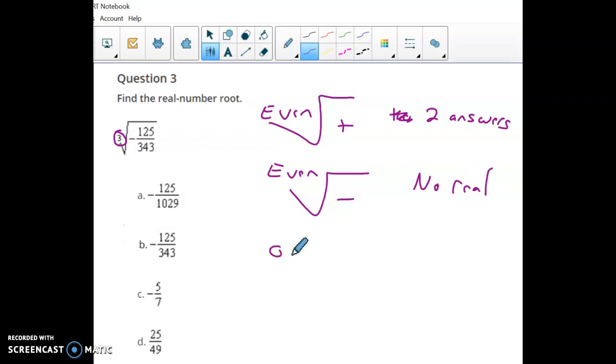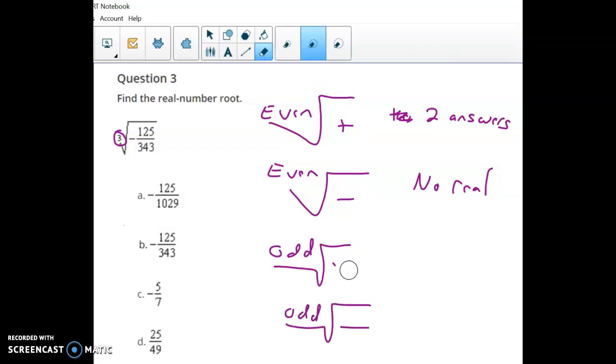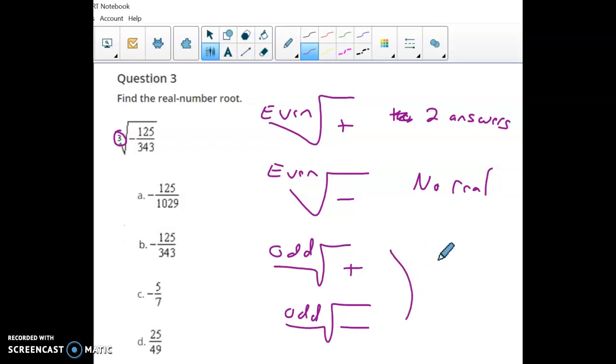And then the odd ones, if it's odd positive or odd negative, it always has one answer. The odd ones always have one solution. So out of our choices here, all of them just have one. It's likely to be a negative number, because this is a negative radicand underneath here. So it's just going to be one solution.